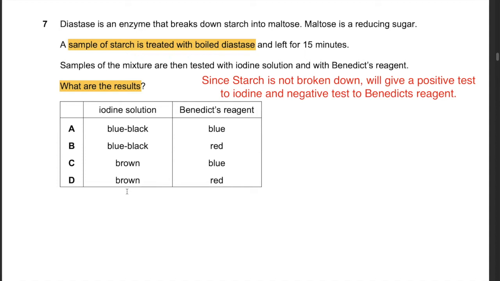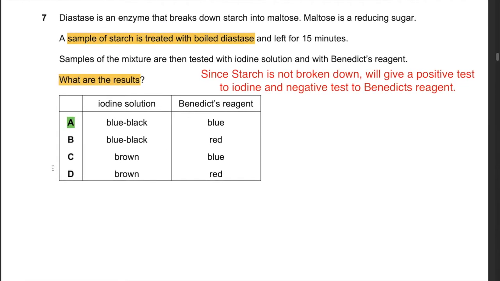What are the results? So as you can see over here, starch will not be broken down and hence will give a positive test to iodine due to the enzyme being boiled. Since the enzyme is boiled, it will be denatured, as boiled enzymes do not carry out their function. Therefore, it will give a positive test to iodine and a negative test to Benedict's reagent, as starch is not broken down due to the enzyme being denatured. Hence, the answer is A. Iodine solution being blue-black is a positive result, and Benedict's reagent being blue is a negative result.